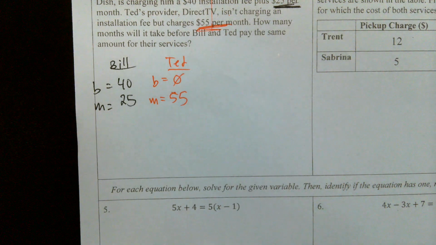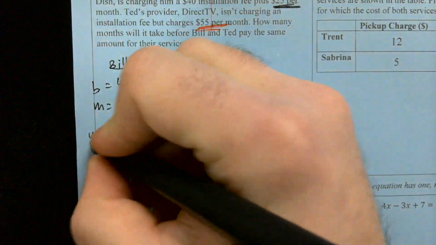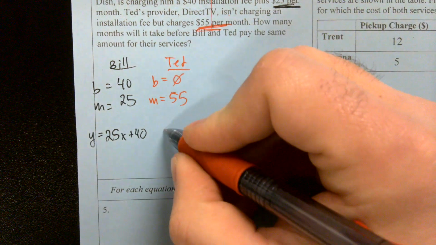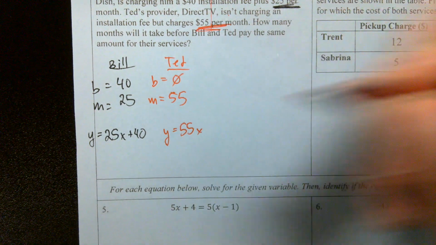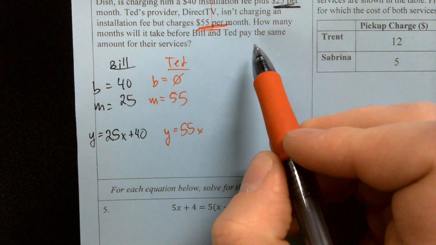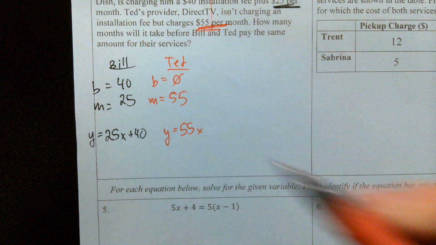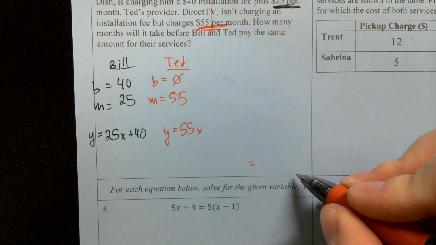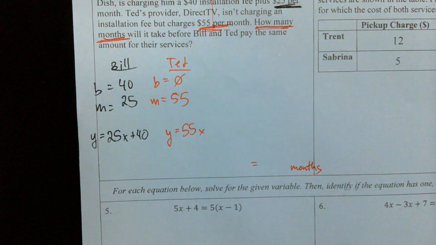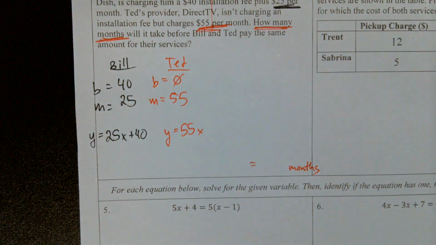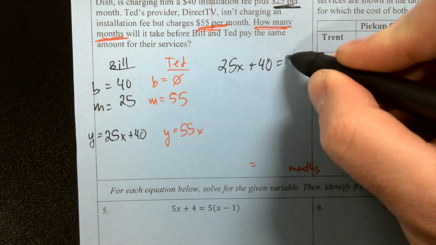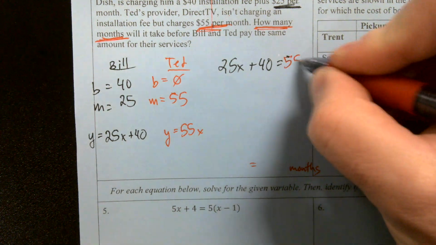We could write both equations. Bill, y is equal to 25x plus 40. Ted's equation, y is equal to 55x. If we want to find out how many months, we know that my answer is going to equal some number of months. We're going to set these equations equal to each other and solve for x. 25x plus 40 equals 55x.